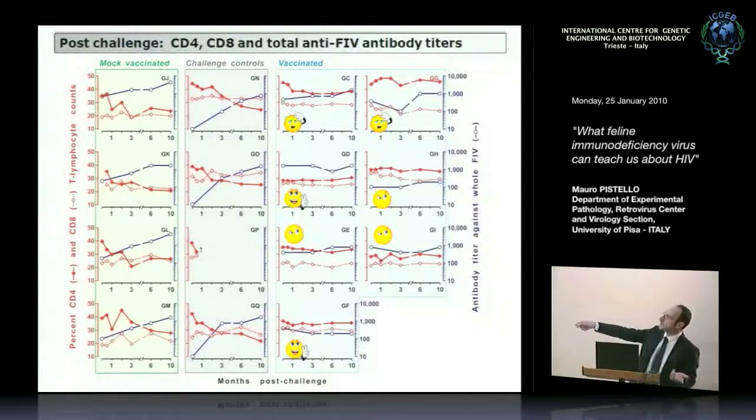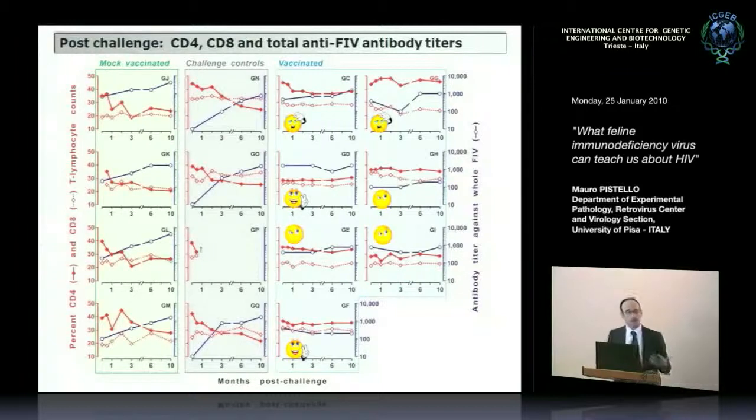Obviously, as expected, there was no decline in the totally protected animals, so the lines were stable, but there was also no decline in the three partially protected animals. If you remember, in these three animals there were some blips of viremia. So the animals couldn't resist the infection, but they definitely were protected from disease because there was no CD4 decline. And even here, in those animals that were not protected, you see some sort of decline, not a steep decline like in the controls, but in these animals it was stable.